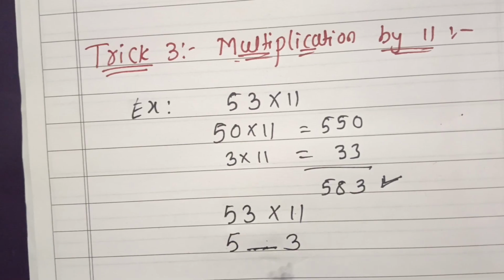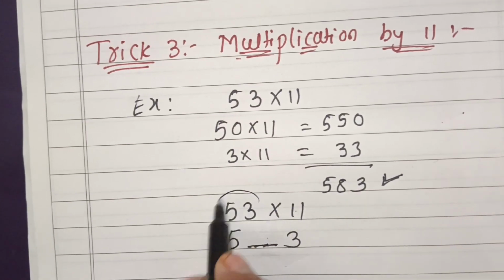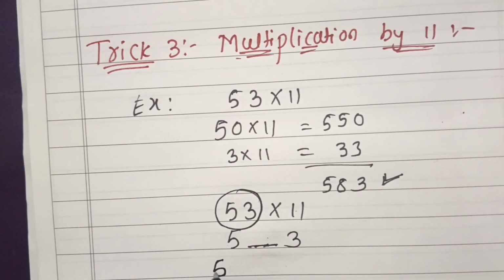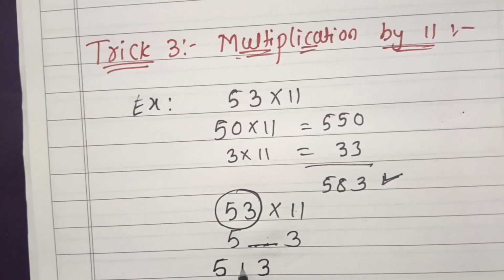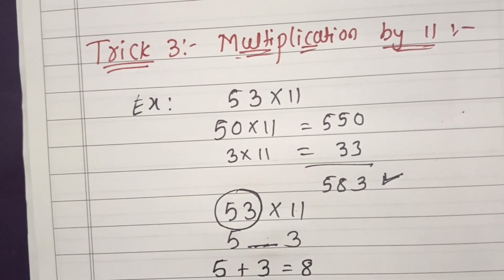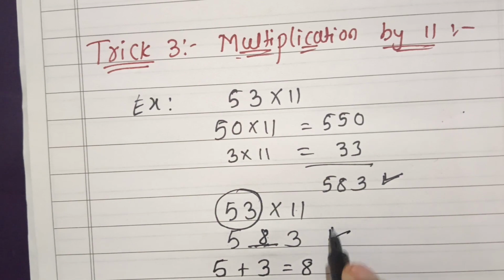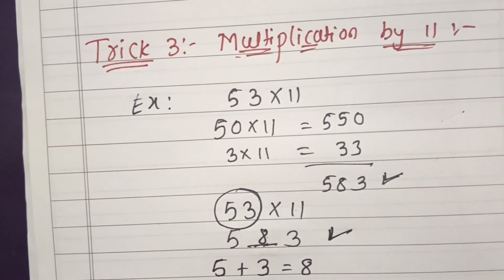Now in 53, what are the numbers we have? One is 5 and one is 3. Add both numbers, how much will we get? 8. This 8, write it here. That's it. So this is our answer, 583.